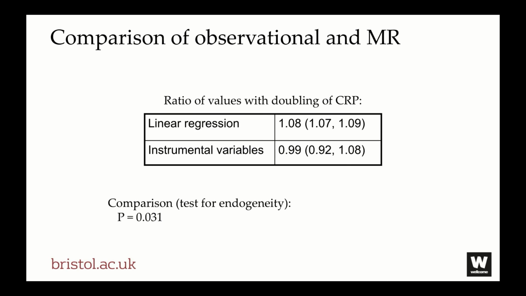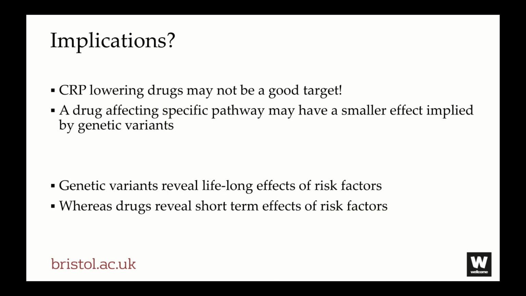So this is just a kind of numerical summary of that plot. The linear regression showed some increased relationship between CRP and triglycerides. But again, the instrumental variable or Mendelian randomization approach showed null results, if anything, potentially negative. And this p-value at the bottom is just testing whether there is a difference between those two estimates, which there seems to be, which you can see by the confidence intervals. So yeah, we might then conclude that whilst observationally we saw a relationship between CRP and triglycerides, this may suggest that actually CRP lowering drugs may not be a good target for reducing triglyceride levels in the population.